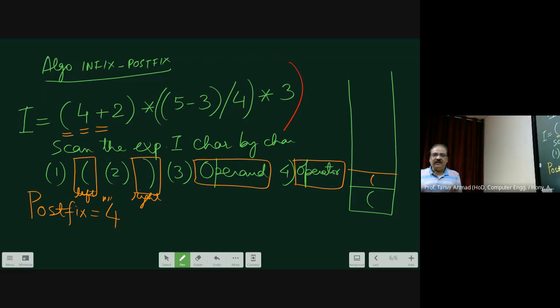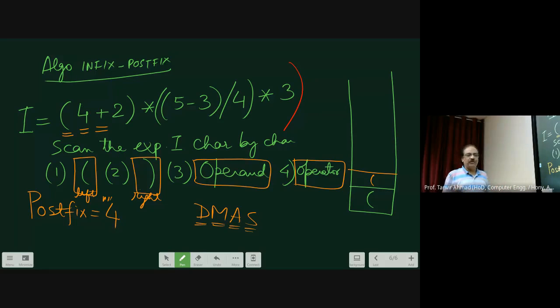Now it means that if I get a plus, I have to pop all the operators which are having higher precedence than plus or equal precedence than plus. Now the precedence defined over here is a little different from the BODMAS rule. In BODMAS, bracket of course is there, and then you say D, M, A and S: division, multiplication, addition, and subtraction are there.